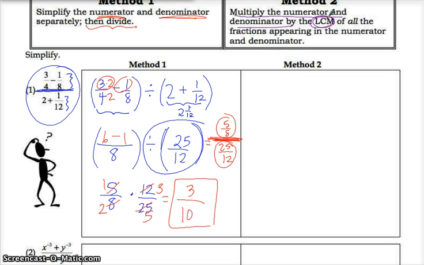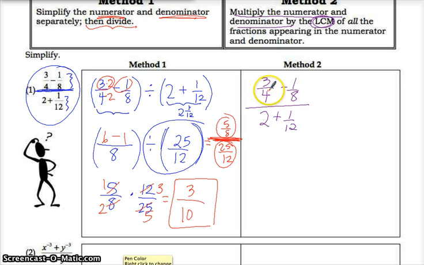So what method 2 is trying to do, it's trying to get rid of the fractions within the fraction. So it's trying to eliminate the fraction in the numerator, trying to eliminate the denominator of the fraction in the denominator. So I have 3/4 minus 1/8 divided by 2 plus 1/12. So this is the original problem.